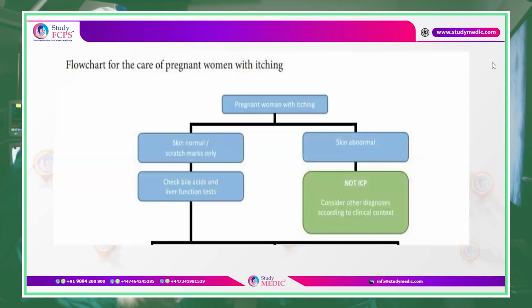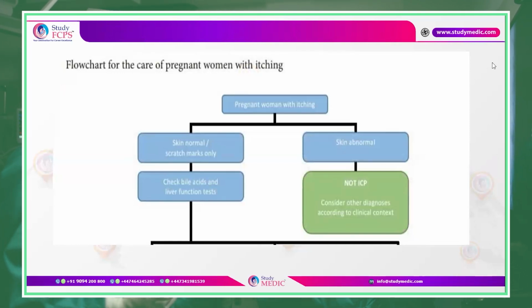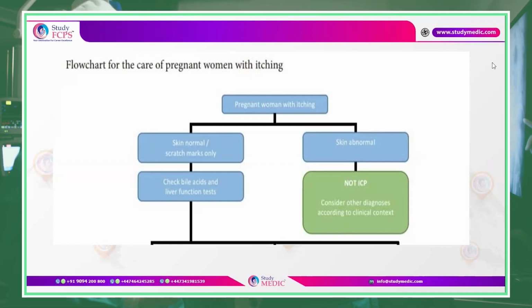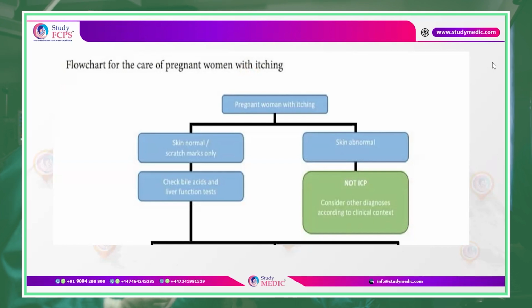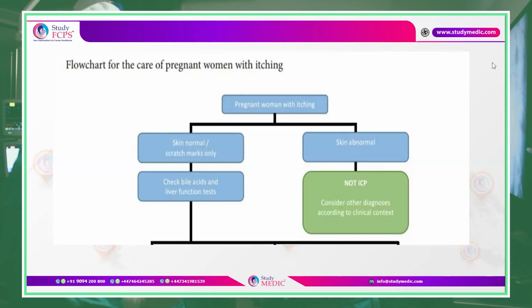So this is a flow chart explaining what we have just studied and discussed. This chart is from the guideline, and it summarizes all the points that we have discussed up till now. If a pregnant woman comes to you with itching, first of all, after history, you have to examine the patient and examine the skin. Examination is very important. Particularly, you have to ask the patient where she feels the itching more, at what time, and what is the texture of the skin. Does the skin appear normal or abnormal?